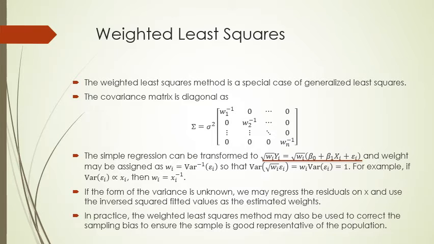For example, if the error variance is proportional to x, then we may set the weight as the inverse of x. If the form of the variance is unknown, then we may regress the residuals on x and use the inverse squared fitted values as the estimated weights. In practice, the weighted least squares method may also be used to correct the sampling bias to ensure the sample is a good representation of the population.